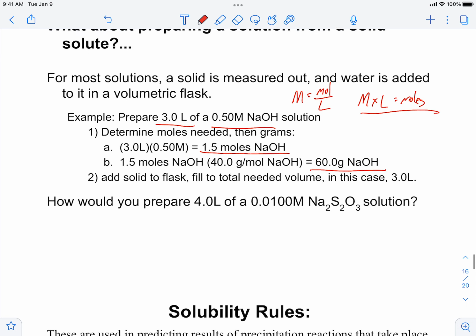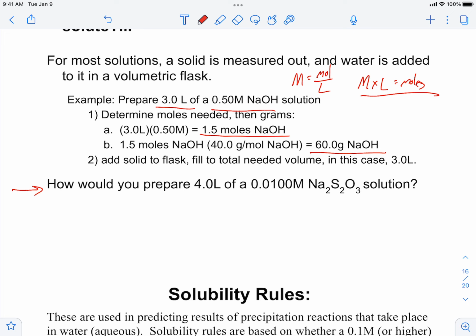So, how do we make this? Molar mass is 158.14. Just to save you a little time.